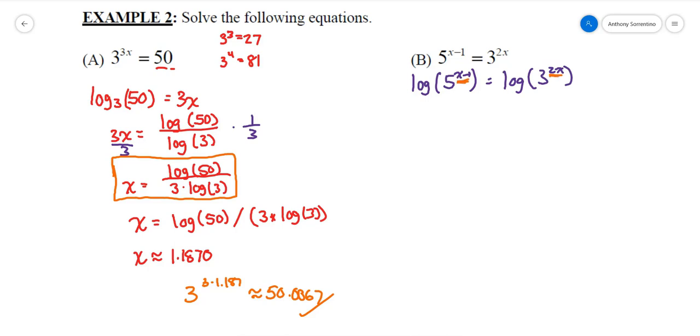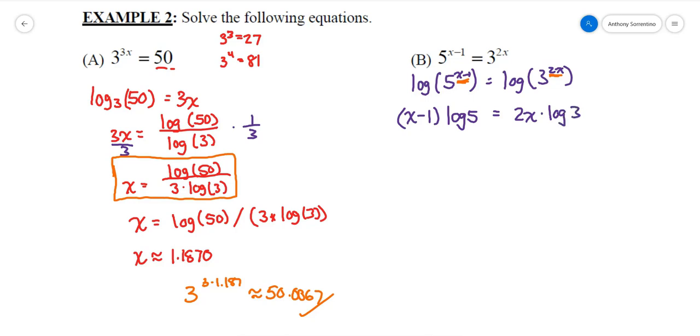The issue with solving the equations that are exponential is getting those x's, or whatever the variable might be, out of the exponent and being written as bases. The only rule we have that helps us do that is the power property, which says that I can now rewrite this as x minus 1 times the log of 5 equals 2x times the log of 3.